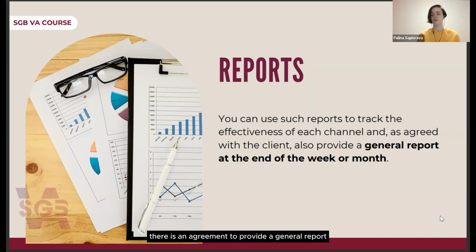Usually, there is an agreement to provide a general report at the end of the week or month or any other period of time. Weekly and monthly are the most common options in that case. But you provide this information to the client to show, first of all, what the situation is. So probably they should also change something on their side, like realizing that their target audience is different than they thought it was. Or probably they should provide some marketing materials which would work better, and so on. And of course, that's a great tool to track your effectiveness and to show your work.